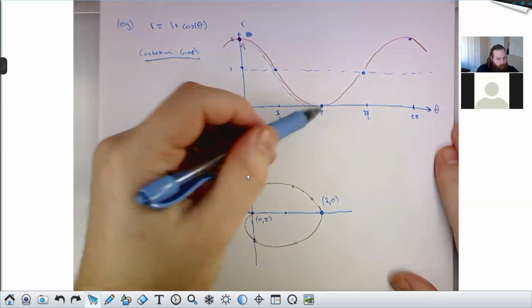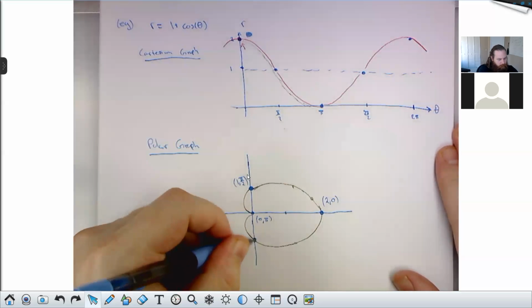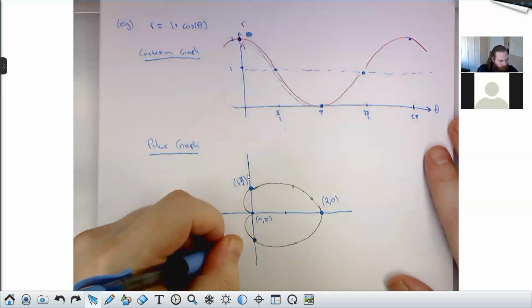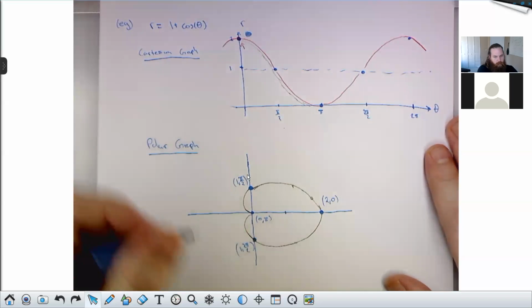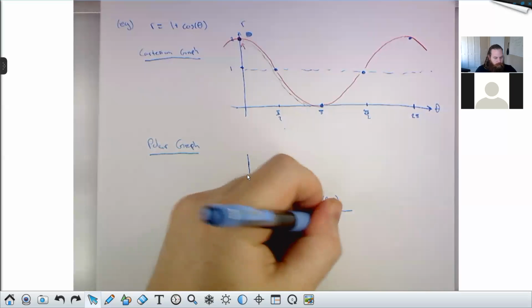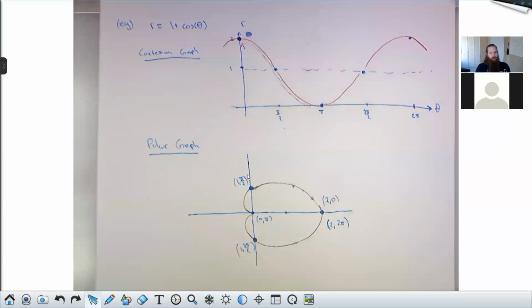And then as we came past pi, r poked back out to become positive. Here we were at 3 pi over 2, 1 again. I'm sorry, (1, 3 pi over 2). r always comes first. All right, can we kind of see it? And then here we landed at (2, 2 pi). It takes some practice.